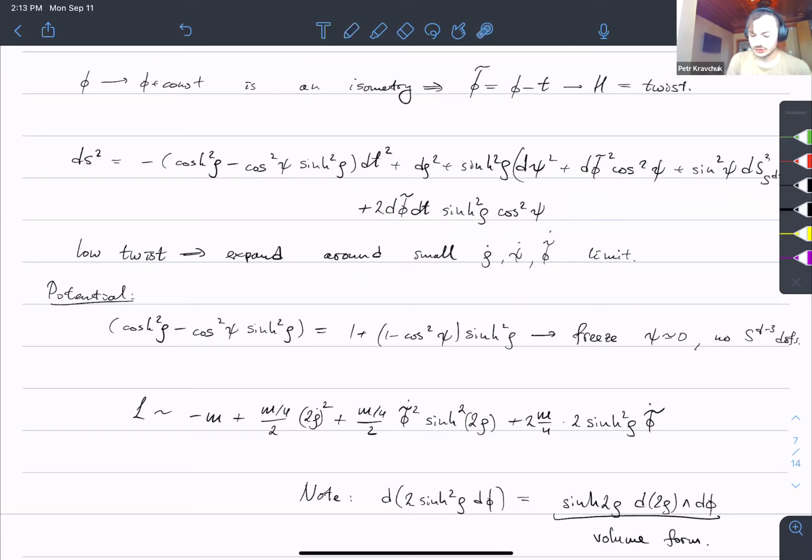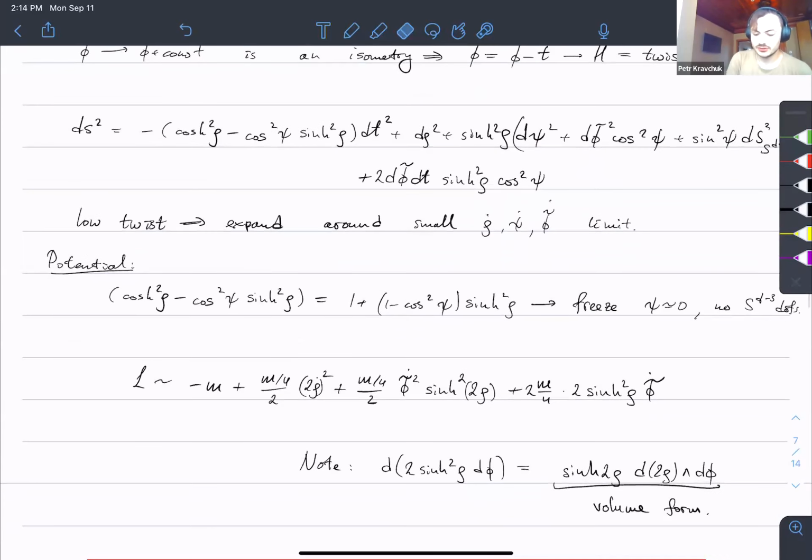The funny thing which happens is that you get this combination 2 rho everywhere. But other than that, you get pretty much standard kinetic terms. There's some effective mass, which happens to be m/4 for some reason, divided by 2, then you have this 2 rho dot squared, and then phi dot squared times 2 rho. And you also have a term linear in velocity, which came from this cross term.